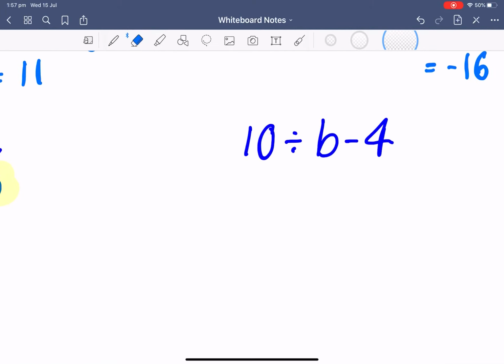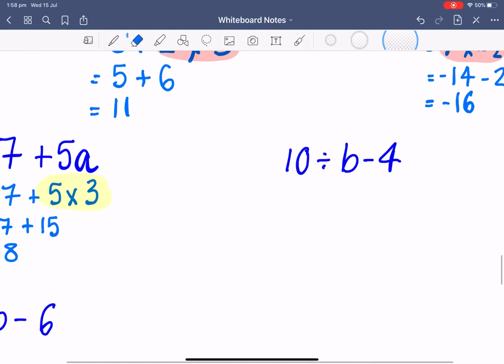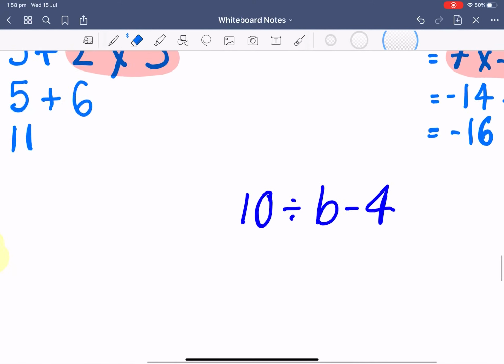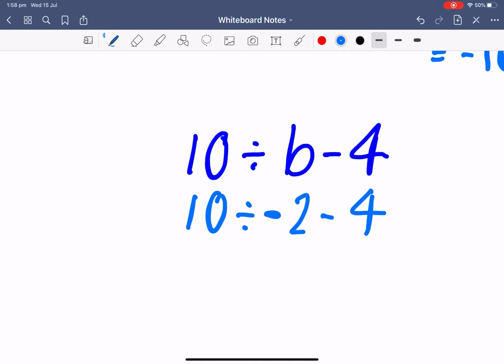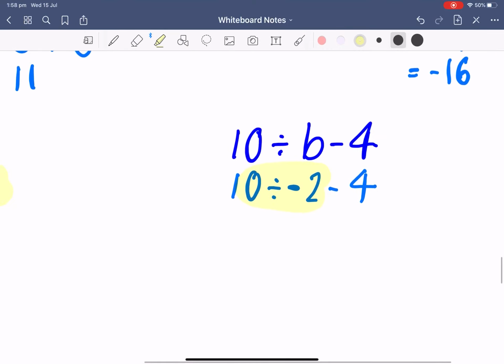Let's move on to the next one. So 10 divided by b, take away 4. So b is -2. So 10 divided by -2, take 4. Okay, so again, BODMAS tells us division needs to be before this multiplication here.